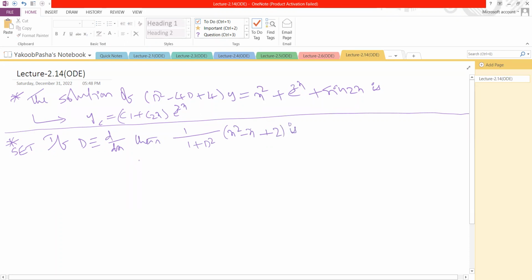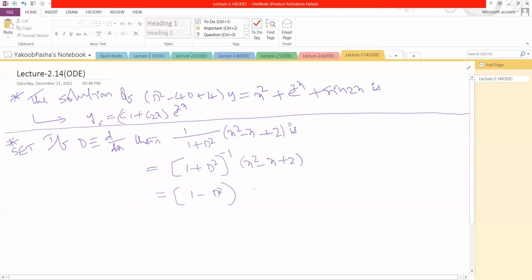As we know, D is the differential operator, d by dx. So we have to find the particular integral. This is equal to 1 by 1 plus D square of x square minus x plus 2. We can take 1 plus D square whole power minus 1 into the numerator, and expand with the 1 plus x whole power minus 1 formula. So we get 1 minus D square.